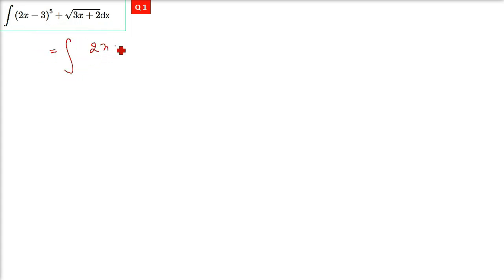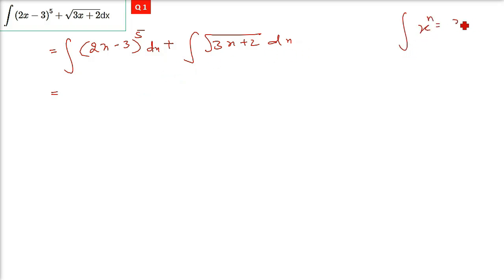There are two terms here: (2x minus 3) raised to the power 5, and the second term in the integration is under root 3x plus 2, dx. dx is always there, even if I don't write it. Please remember. Now integration of x raised to the power n is x raised to n plus 1 divided by n plus 1, which you already know, with the constant of integration. Under root of x is equivalent to x raised to the power half. So here also we are going to use the same results.